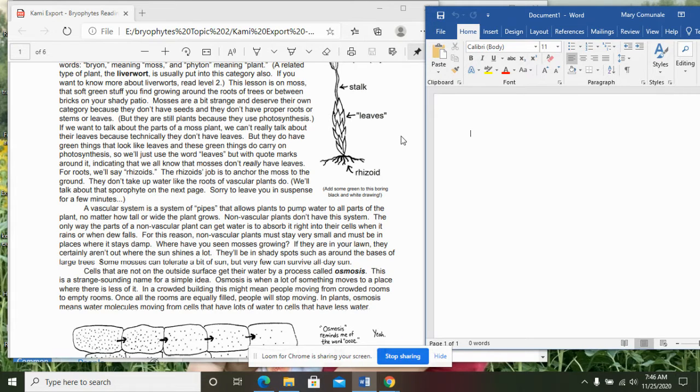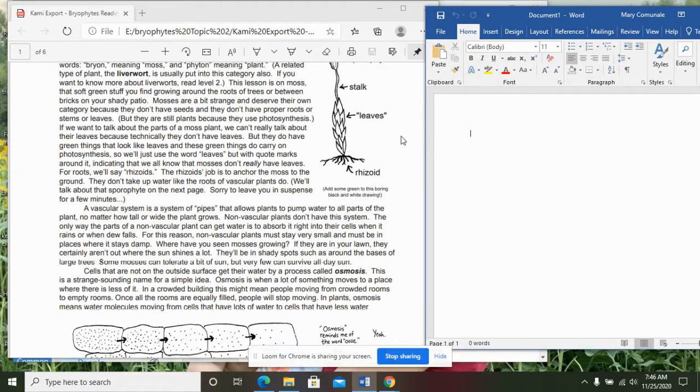Where have you seen mosses growing? If they are in your lawn, they certainly aren't out in the sun when the sun shines a lot. They'll be in shady spots, such as around the bases of large trees. Some mosses can tolerate a bit of sun, but very few can survive all-day sun.